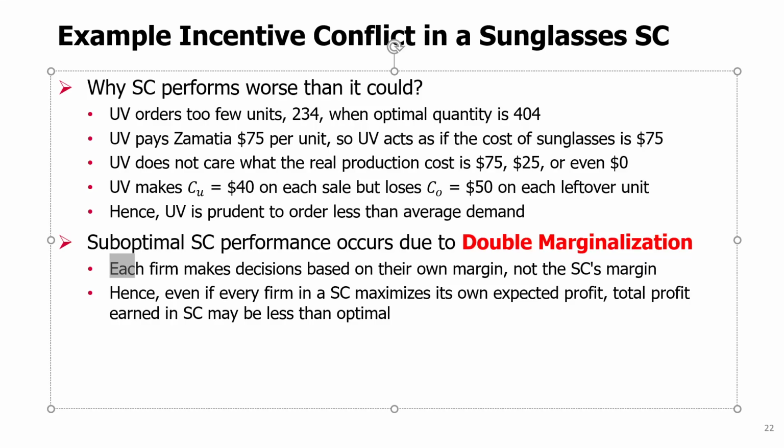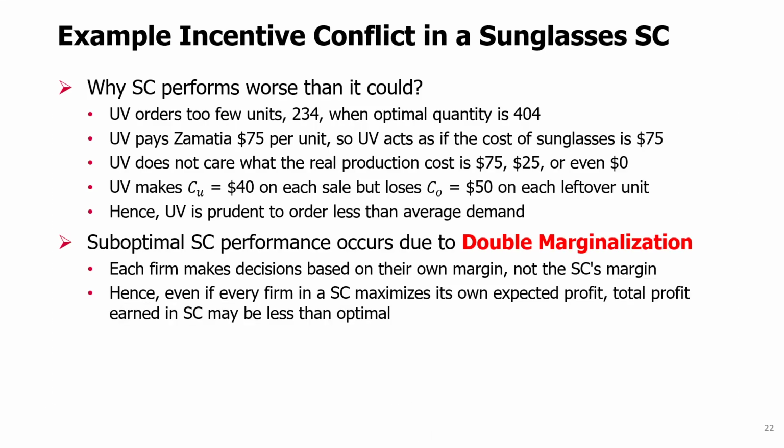It's because each firm makes decisions based on their own margin, their own profit, right? The UV is maximizing its own profit. It's not maximizing the whole supply chain's profit. Hence, even if every firm in the supply chain maximizes its own expected profit, the total profit earned in the whole supply chain might be less than optimal. So this was just an example that shows you, right, that it actually can be the case.